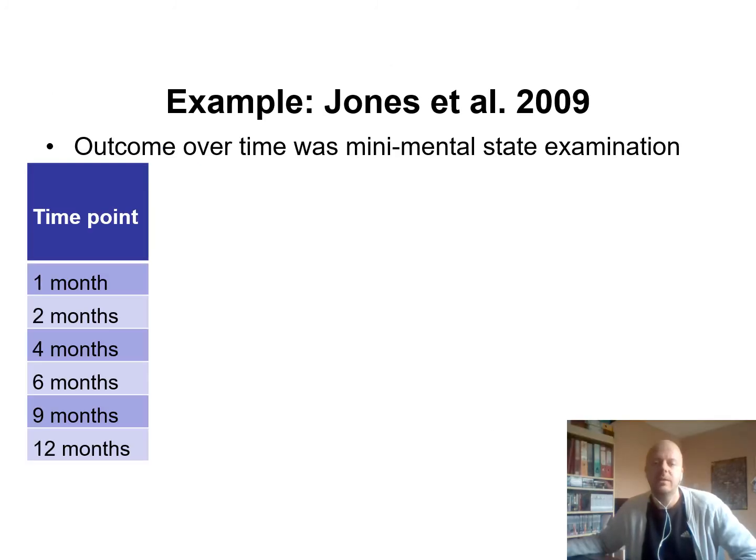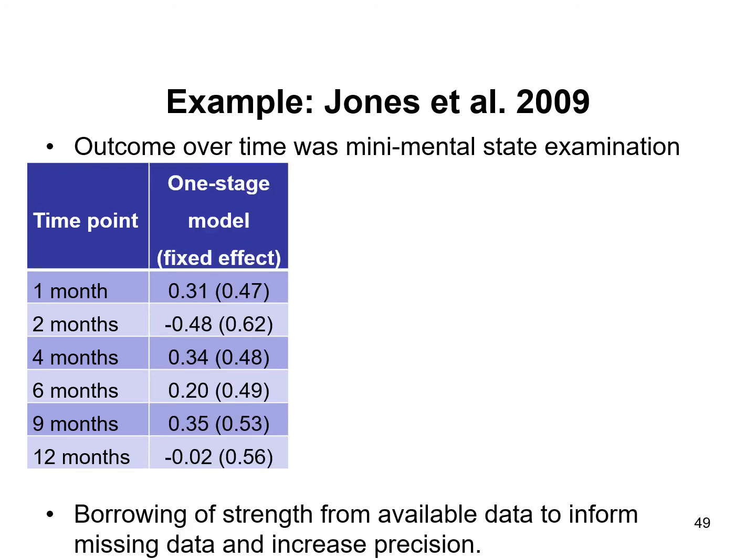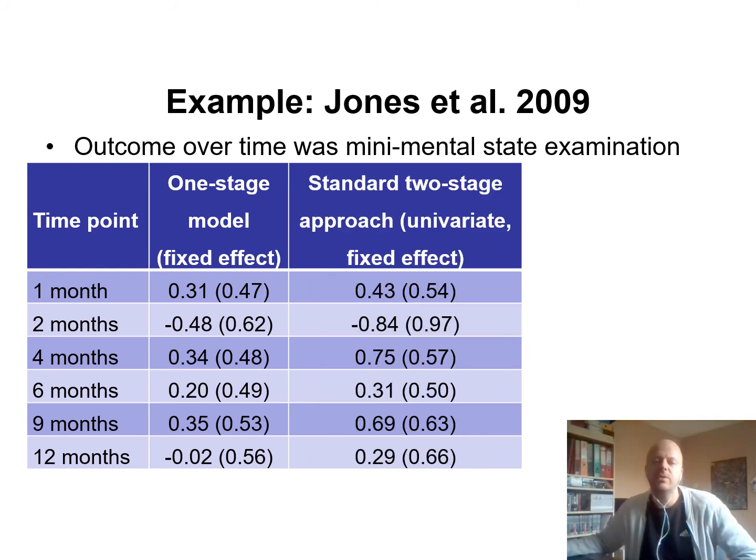So we looked at this in 2009. This paper was published looking at repeated measures models, and we looked at 12 time points and treatment effects from 1 month to 12 months. This is the results from a 1-stage approach that accounts for the correlation amongst time points. This is the results from a separate 2-stage analysis at each time point. So we see some very big differences. For example, here minus 0.48 compared to minus 0.84, minus 0.02, and here's plus 0.29, so even a different direction.